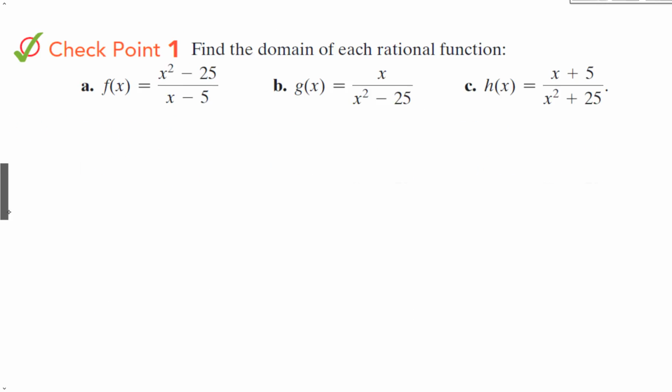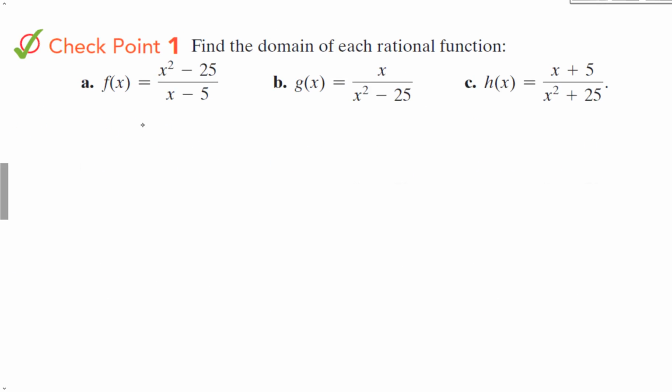Let's do some checkpoint problems. So here, my domain, I'm just going to jump right to interval notation, right? Everything but 5. So we go from negative infinity to 5, and from 5 to positive infinity.